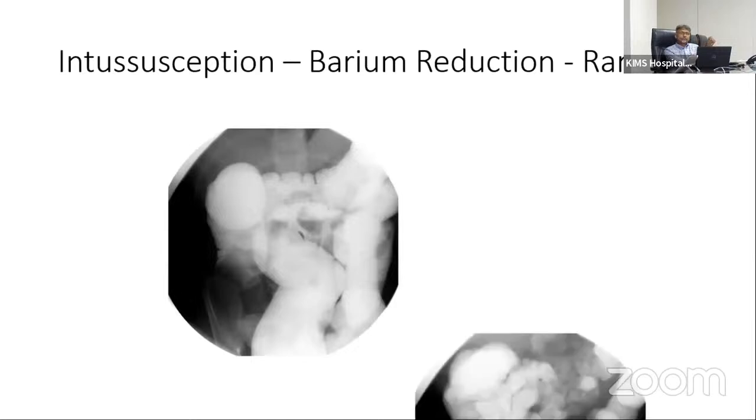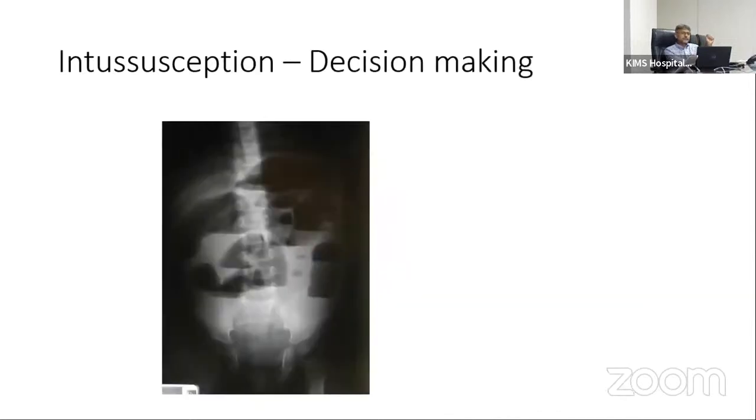Barium reduction is no more considered. So the decision making in a case of intussusception is very important. If a child comes with a clinical presentation like this, where multiple air-fluid levels are there, and if you can see the right iliac fossa, it is literally empty because the problem started at that point. You won't see many air-fluid levels in that area.